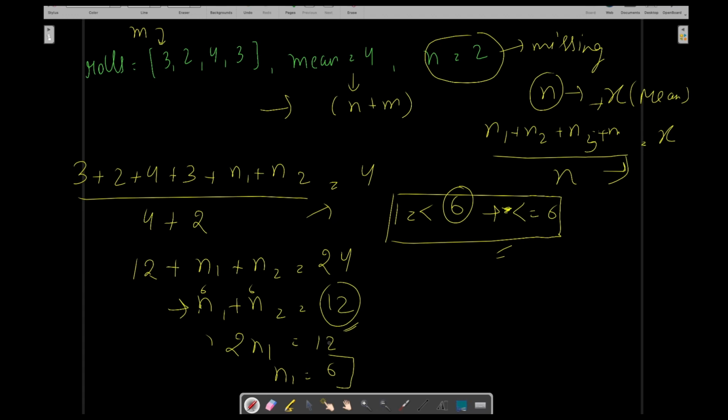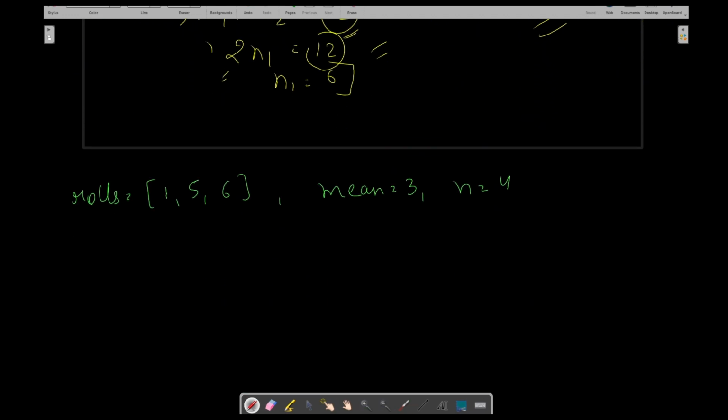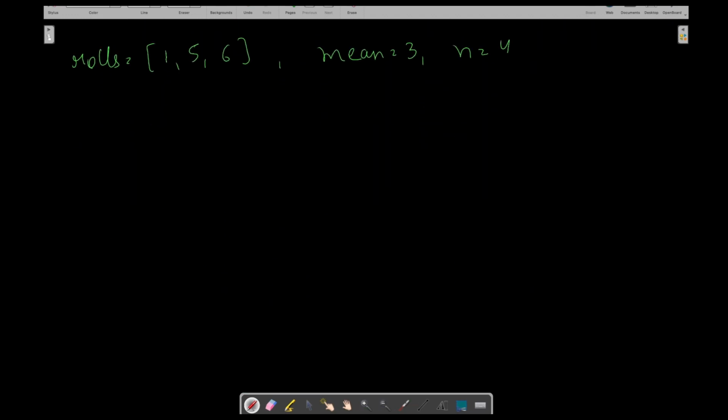But what if this number is not completely divisible by this number? Let's see how we can solve that case. In this case, our answer will become 6 comma 6. Let's see another test case to understand better.